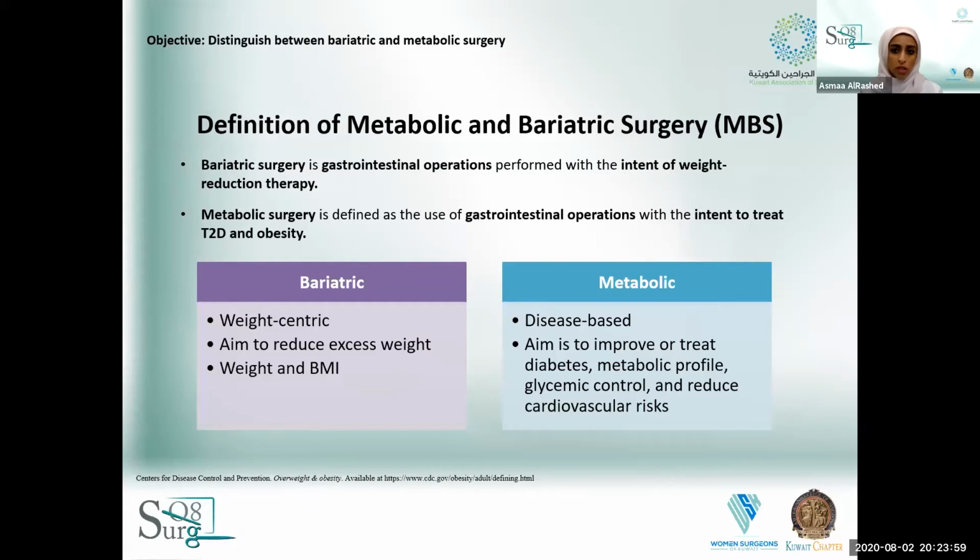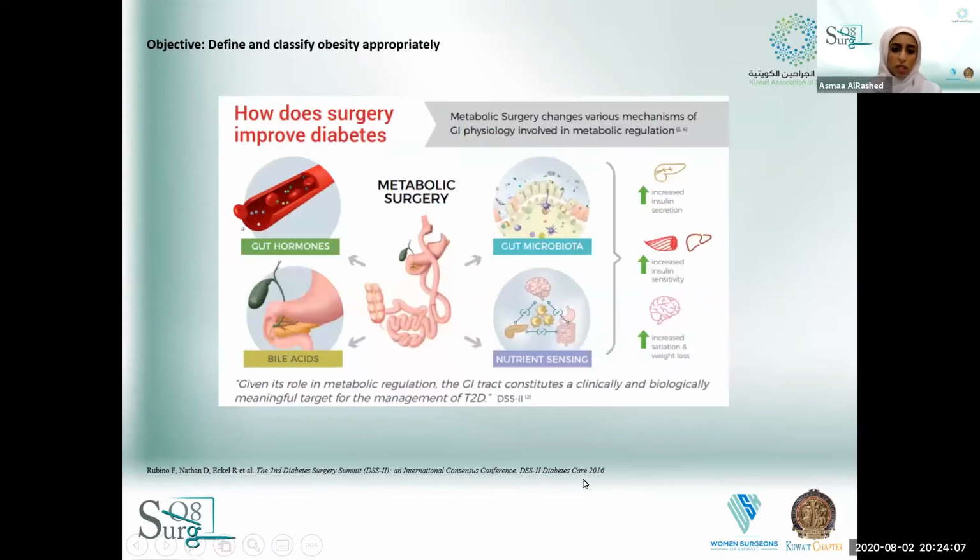And also there are studies showing that metabolic surgery is actually more effective than bariatric surgery. So how does metabolic surgery work? Basically, there are a lot of changes that happen in the body when we operate on the GI tract, and this is just an illustration of one of the bariatric surgeries. We're going to talk more in detail afterward.